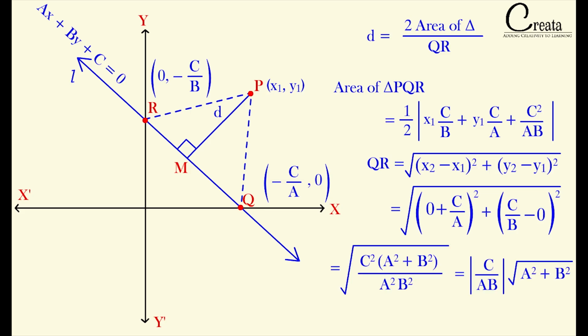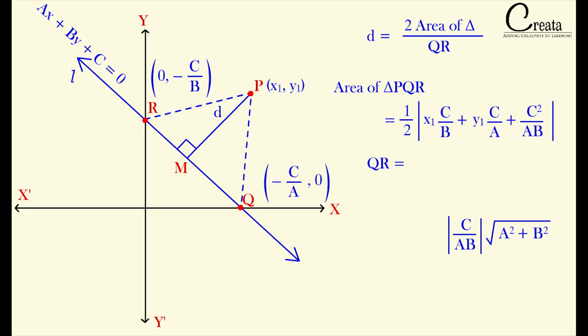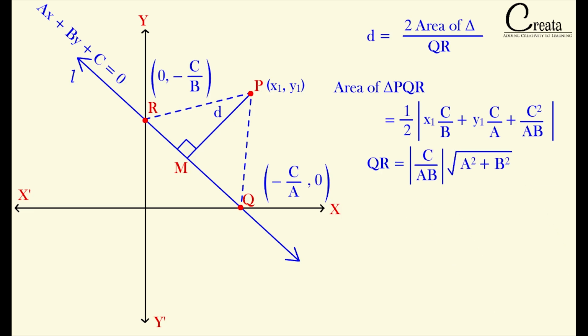We got QR equal to mod of C upon AB times root of A square plus B square. Okay, we have put the term C upon AB in the mod because it may be positive or it may be negative. Basically, we are doing so that C upon AB can be cancelled out with the area of the triangle. Okay, let's see what I am talking about. Further, we got the area of the triangle and the distance QR.